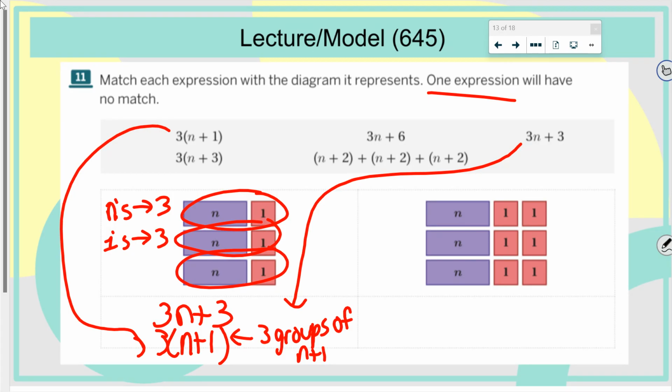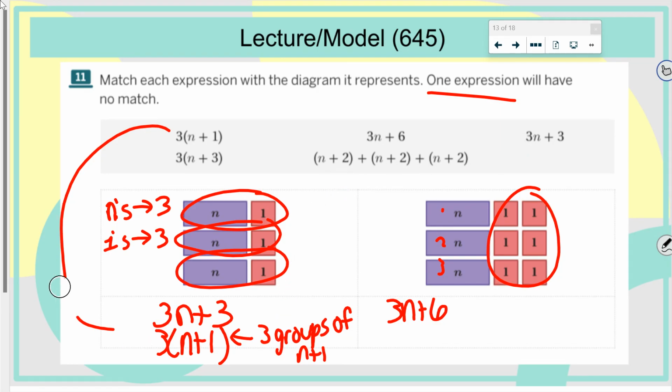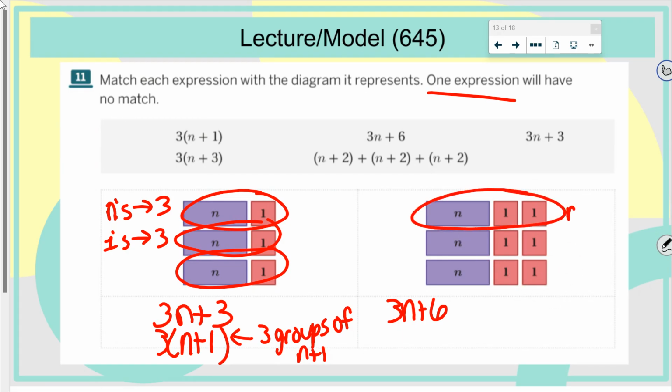We have 3 n's, and then we have 6 1-tiles. So that's going to be 3n plus 6. Hold on, I'm going to make this look a little less confusing. Again, we have 3 n's and then plus 6 units. Each group here is n plus 2. So let's look. Do we see something that says 3 groups of n plus 2? And we do right here.